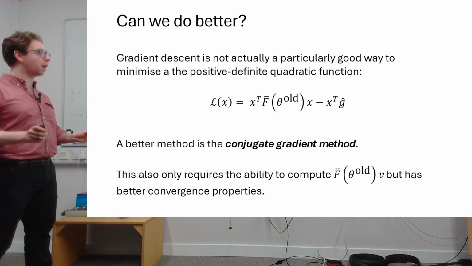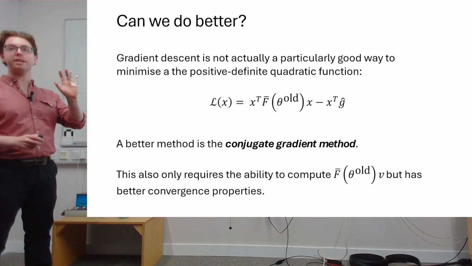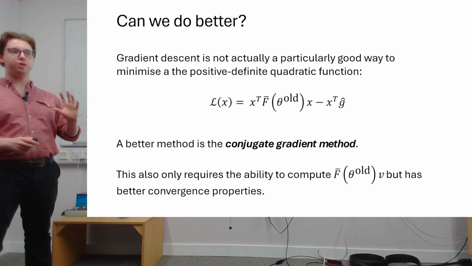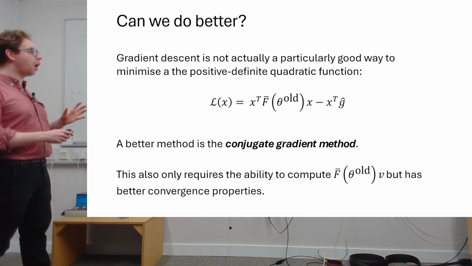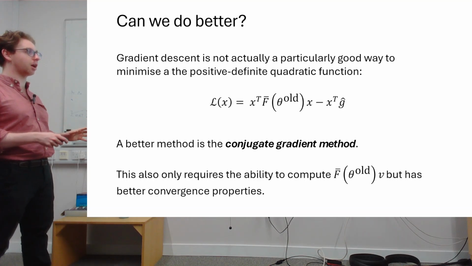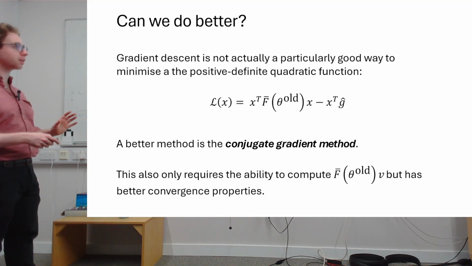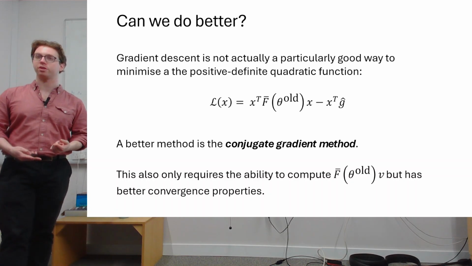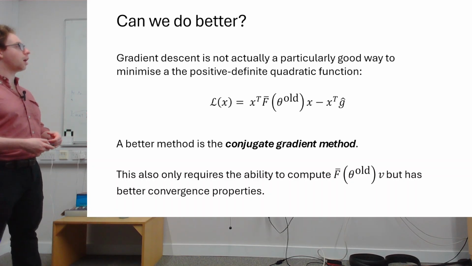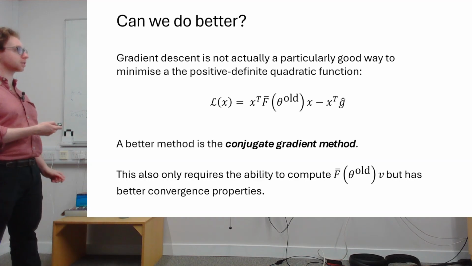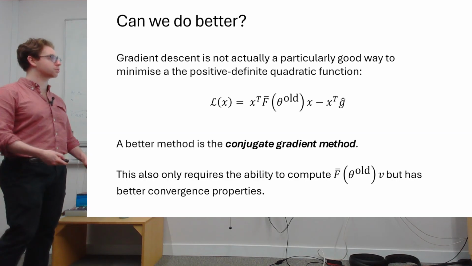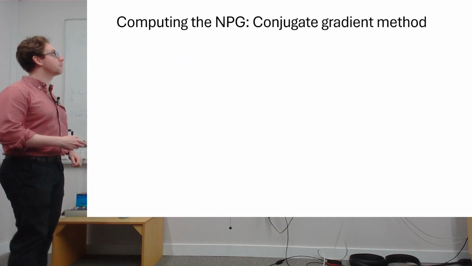But the important bottom line is, just as with gradient descent, to use the conjugate gradient method, I only need the ability to compute f bar v for an arbitrary v. So I only need the ability to compute this matrix vector product, and I know that I can do that very efficiently, right? So in practice, what we'd actually use is the conjugate gradient method as a way to approximate the minimizer of this quadratic, which we know is the thing that we're trying to get anyway.